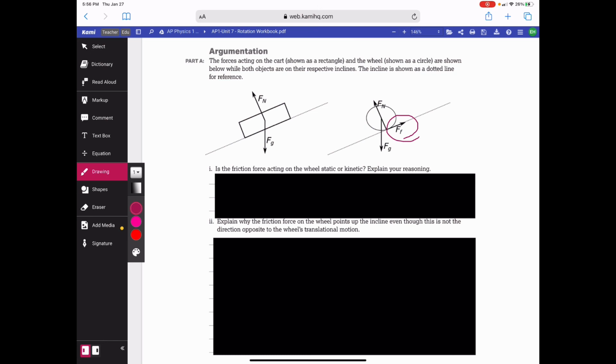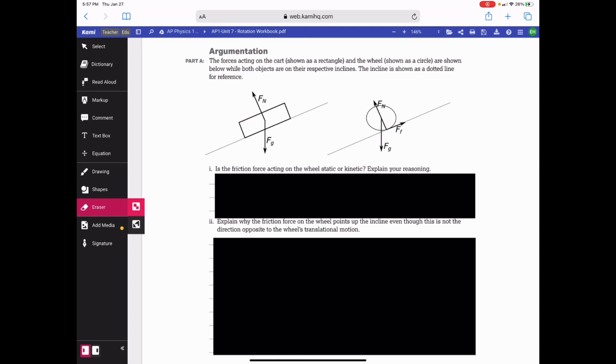Okay, we need to use a new sign convention called the right-hand rule. Okay, we'll be learning that next week. But is that friction that's going up the plane for the wheel, is that static or kinetic?